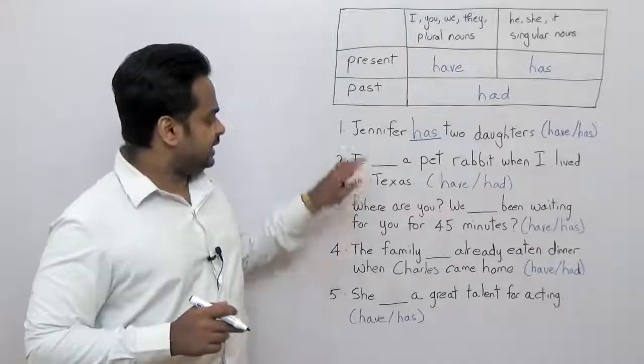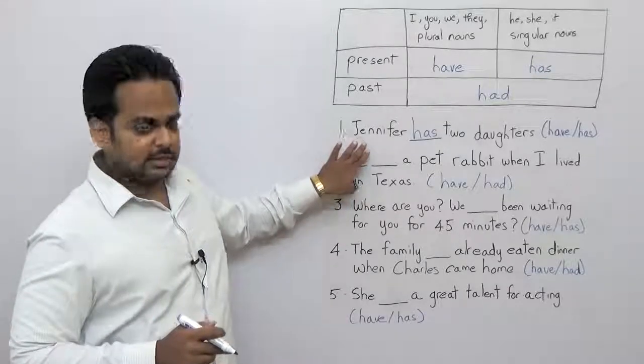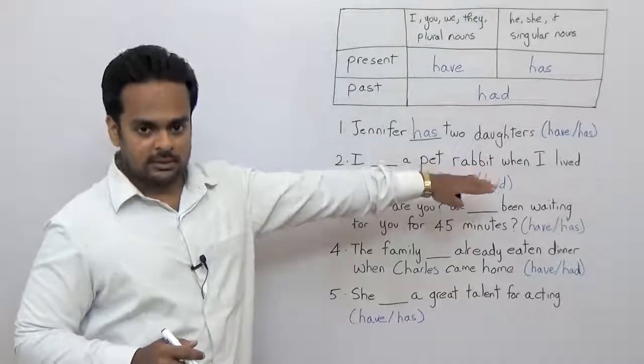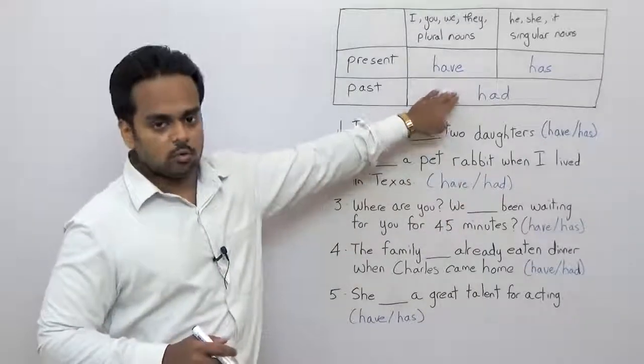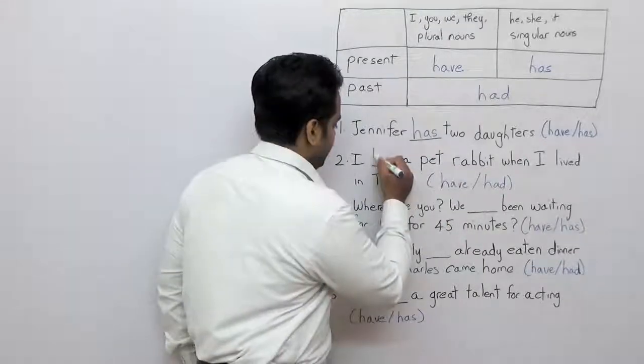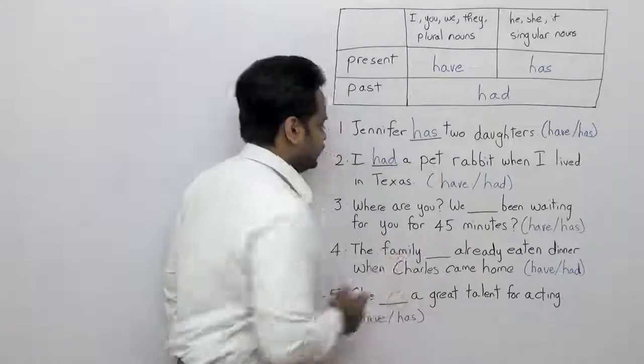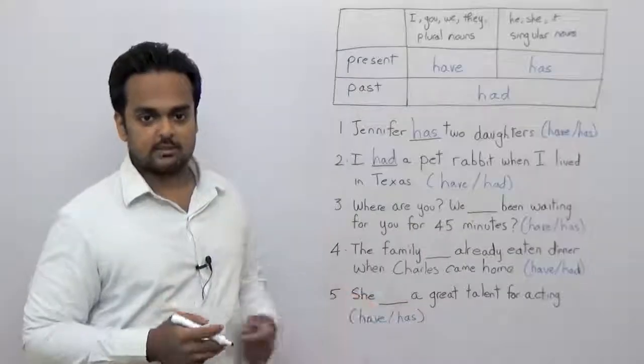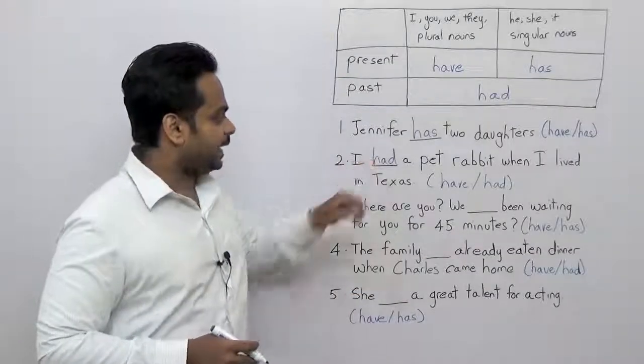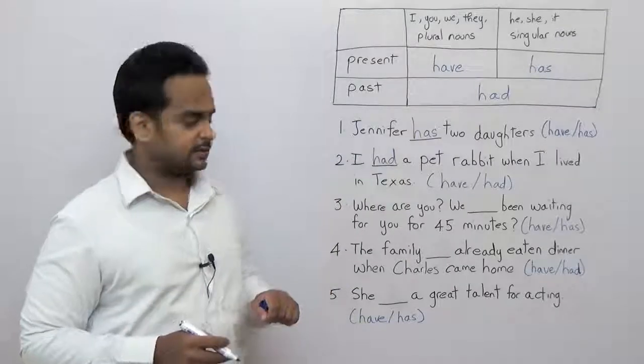Well, you don't even need to look at the subject because as soon as you have a sentence in the past tense, you can only use had. So you know that as soon as you see a sentence in the past tense. I had a pet rabbit when I lived in Texas.